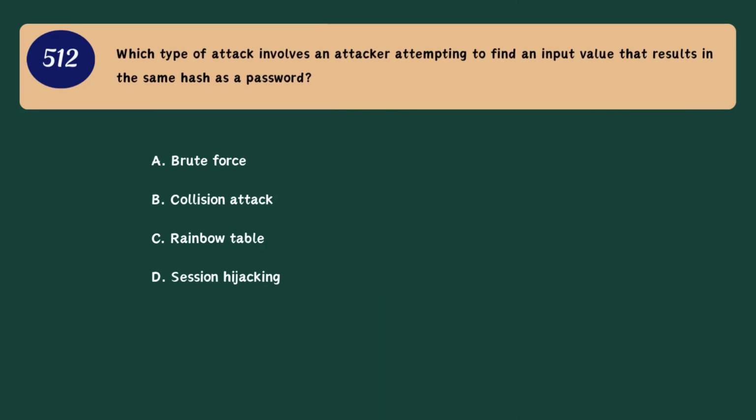Question 512. Which type of attack involves an attacker attempting to find an input value that results in the same hash as a password? A. Brute force. B. Collision attack. C. Rainbow table. D. Session hijacking.